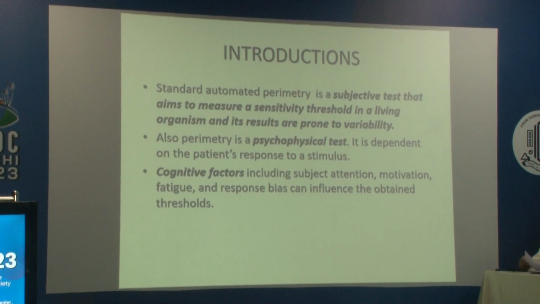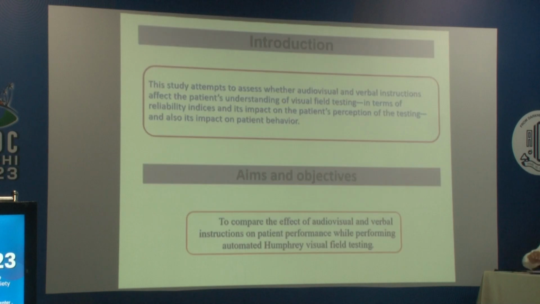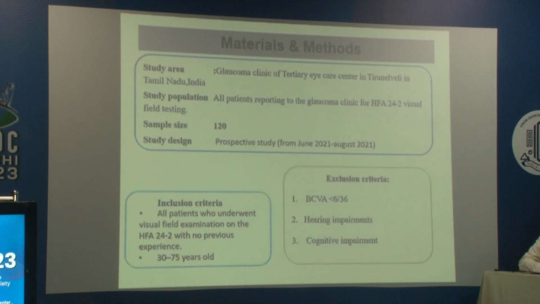Also it is a psychophysiological test, and cognitive factors also play a role. So this study attempts to assess whether audiovisual and verbal instructions affect the patient's understanding of visual field testing in terms of reliability indices, its impact on patient's perception of testing, and also its impact on patient's behavior. The aim and objective is to compare the effect of audiovisual and verbal instructions on patient's performance while performing automated visual field testing. The study was done in a glaucoma clinic, tertiary eye care center in Tirunelveli.